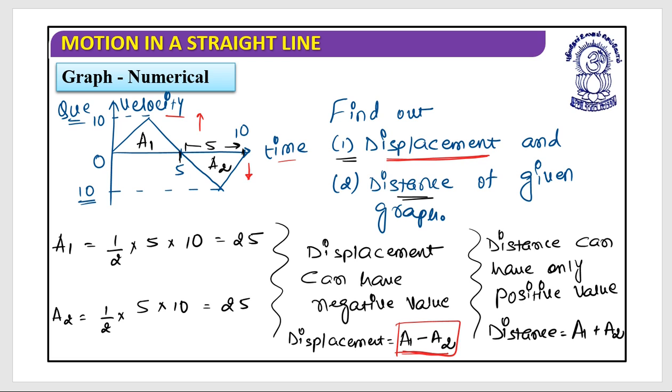But if a certain quantity has been asked which cannot possess a negative value, only a positive value, let's suppose speed has been asked and an acceleration versus time graph is given. Speed cannot be negative; if it is there, it would be positive only. So in this case, you are going to simply add these two areas. Are you sure with this?